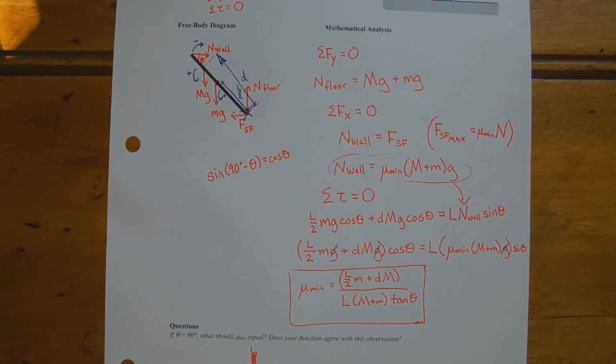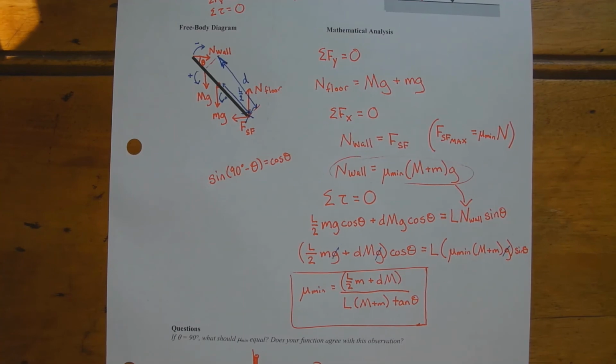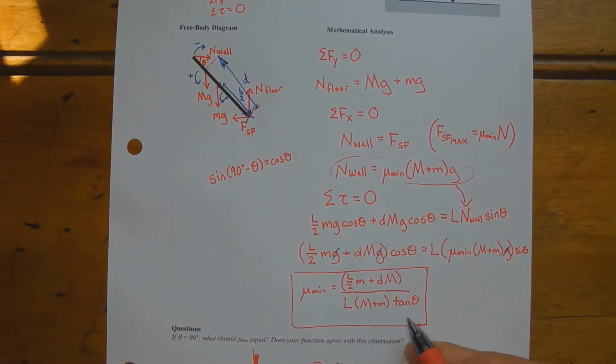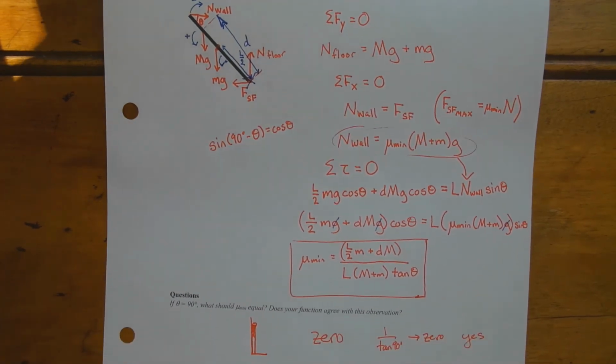So what does the coefficient need to be equal to? If the ladder is standing straight up, you don't need any friction to keep it standing straight up, but the man would have to be very careful how he balances on the ladder. So the minimum coefficient of friction would be 0. Does your function agree? Well, you have 1 over tangent theta, 1 over tangent of 90 degrees. Tangent of 90 degrees is infinity, so this goes to 0. So yes, it agrees.